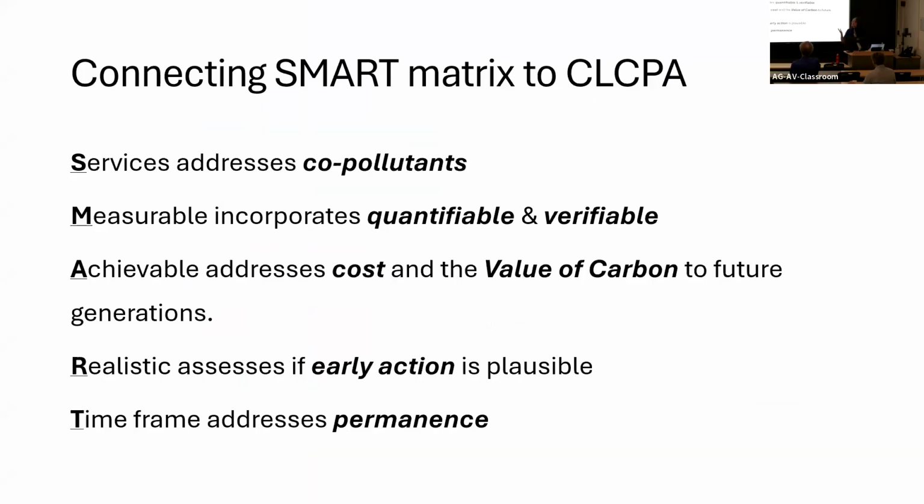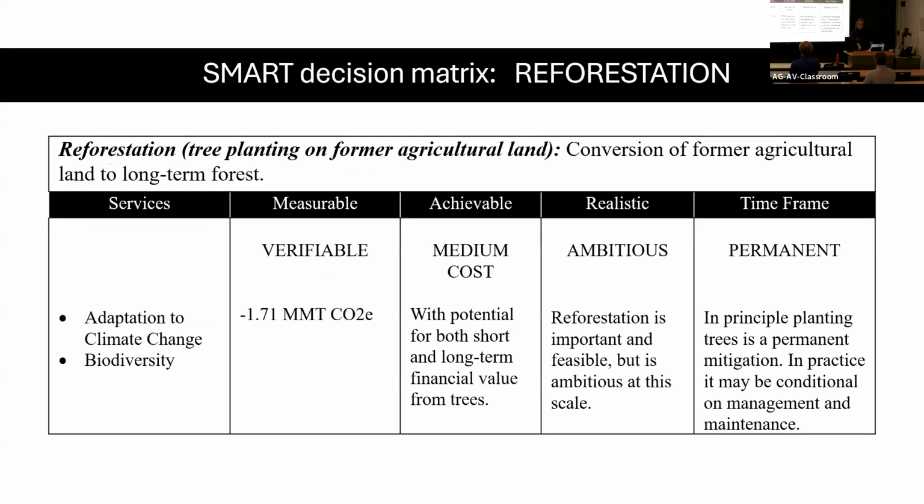So there's a direct connection between the SMART matrix and the CLCPA mandate, right? The services address the co-pollutants. The measurable talks about the quantifiable and verifiable components of the CLCPA. Achievable refers to the cost to society and the value of the carbon to future generations. Realistic assesses if early action is plausible, like can we get on it? And the time frame addresses the permanence.